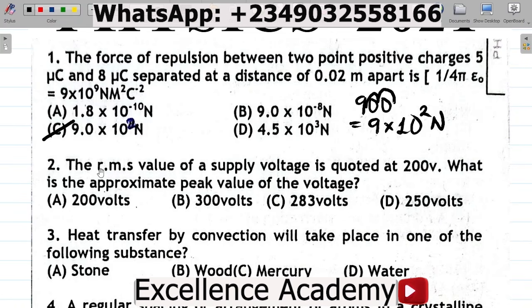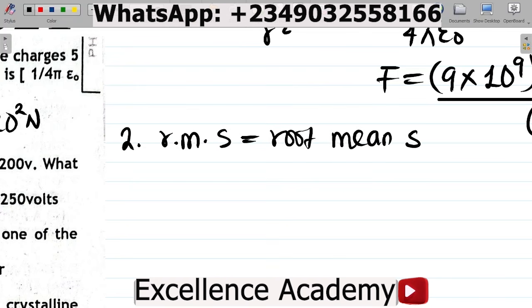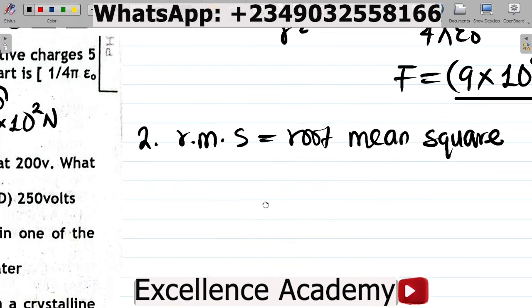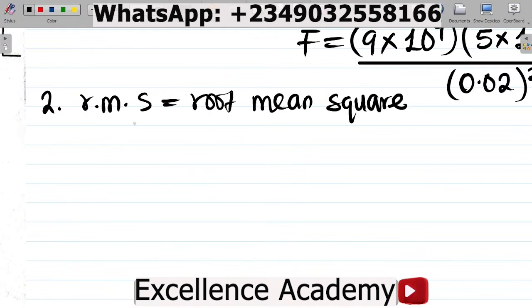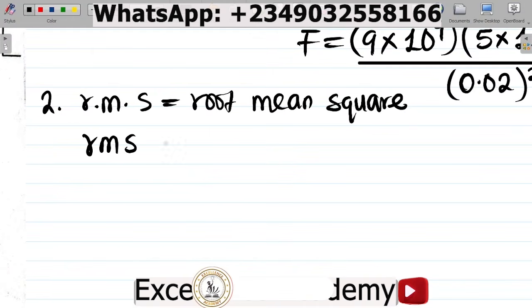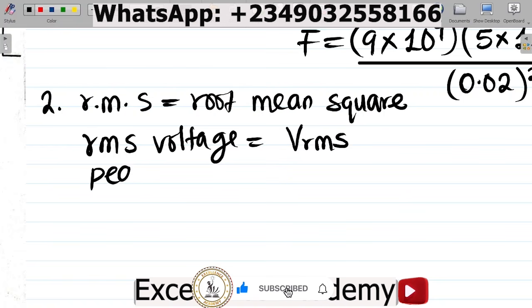Now, you want to know that the meaning of RMS is simply root mean square, all right? So question 2, we want to know that RMS simply means root mean square. That's what RMS means. Now, when it comes to the concept of RMS and peak voltage, because you're asked to find the approximate peak value of the voltage, note that let's call the RMS voltage VRMS.